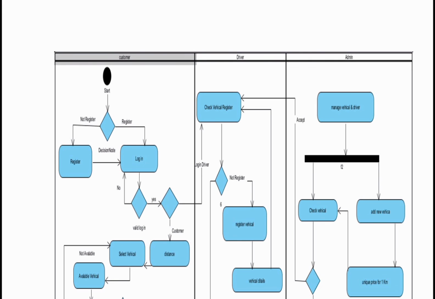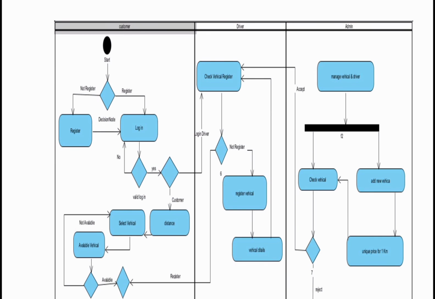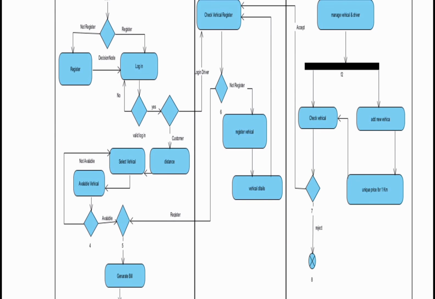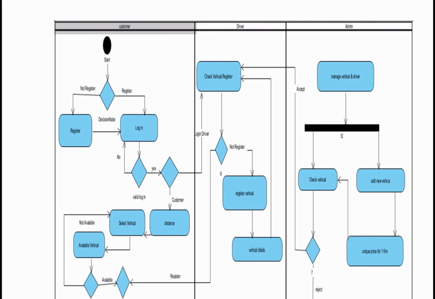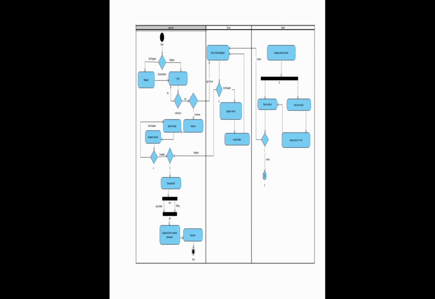So we go to the admin side. On the admin side, first manage vehicles and drivers. Next check the vehicle and add a new vehicle. After that set a unique price for 1 kilometer. Next check the vehicle again. If the vehicle is rejected, process it, else go to check vehicle registration. So this is my activity diagram.